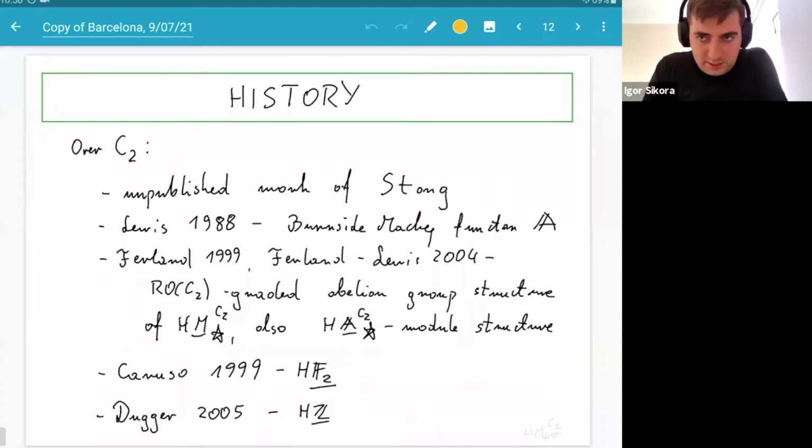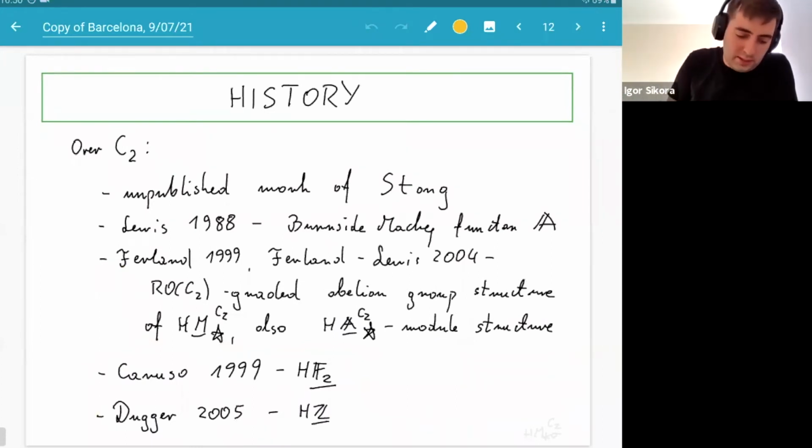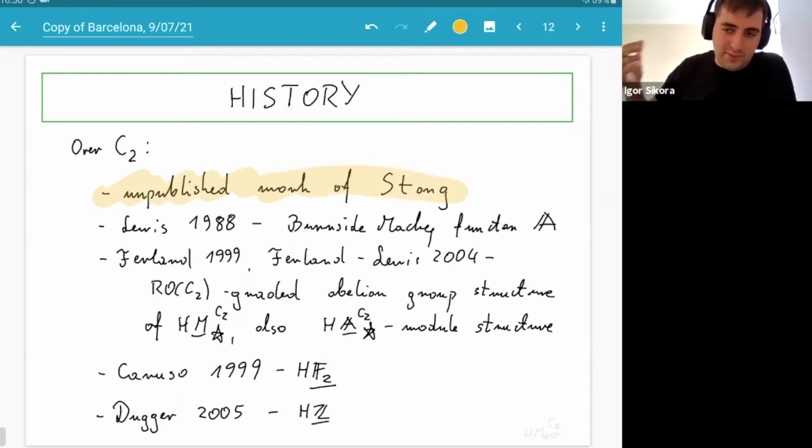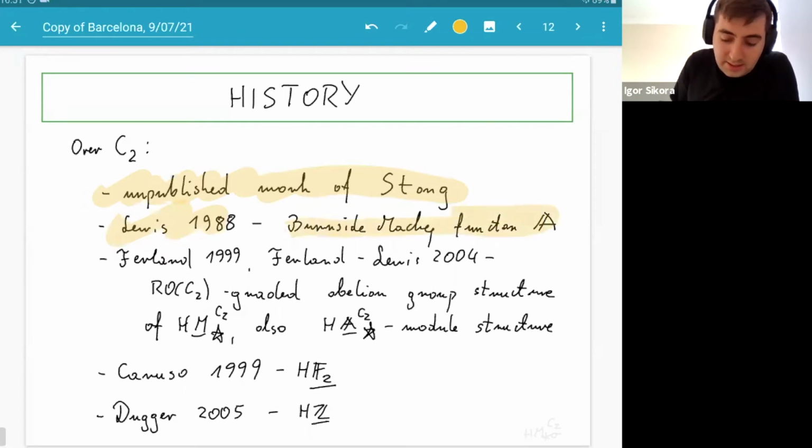So now a little bit of history of computations over C2. The first instance is the legendary unpublished work of Stong. Because it is unpublished, we cannot really see it, but everybody in the field is referring to this work, so I'm giving it here as well. And based on this work, Lewis in 1988 computed the RO(C2)-graded coefficients of the Burnside Mackey functor.